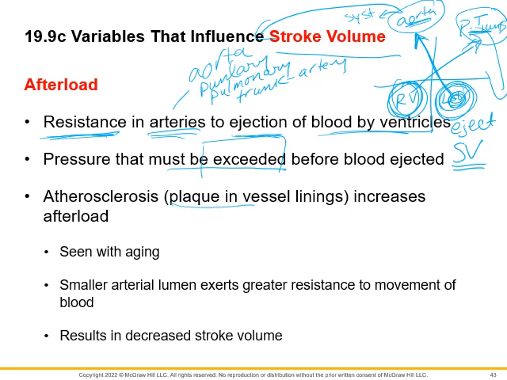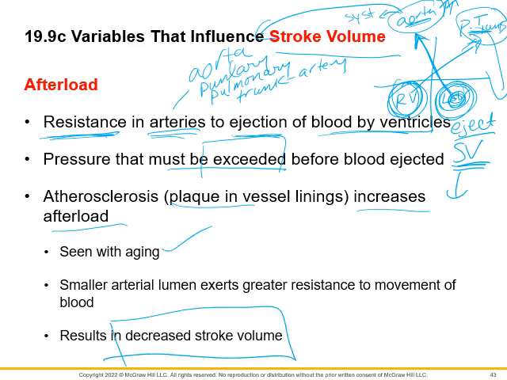If you have any sort of plaque buildup, this is going to increase the afterload. It increases the pressure. If I increase the pressure in the aorta, it's harder to eject blood, so you're going to see a decrease in stroke volume. We see this as we get older. There's greater resistance. This blood has a really hard time pushing up against the really high pressure already there in the aorta. If that happens, less blood is going to be ejected.